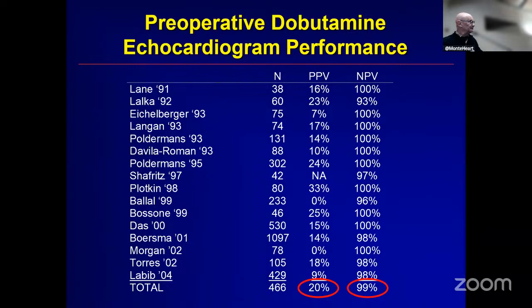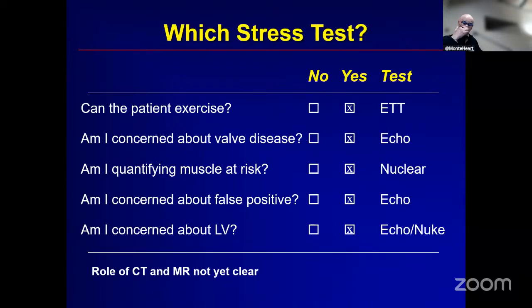So how do we take these sensitivities and these positive predictive values and put them in context? If a patient can exercise and do that, I think that's the best test because you get ischemia and you also get the threshold at which they get ischemia, which can be helpful. If you're worried about valve disease, then stress echo is probably best. Quantifying muscle, probably nuclear. False positives, echo is probably better. Less false positives with echo. And if you're worried about the LV, either one is reasonable. We don't know for sure about stress CT, stress MR in this context. They're probably useful in some patients.